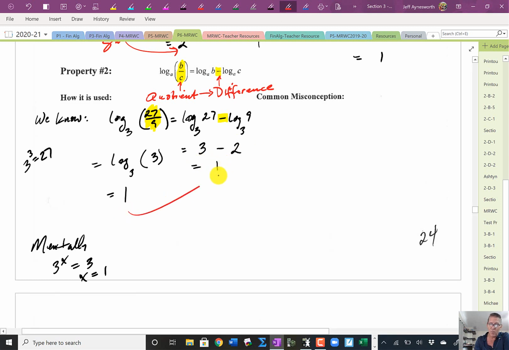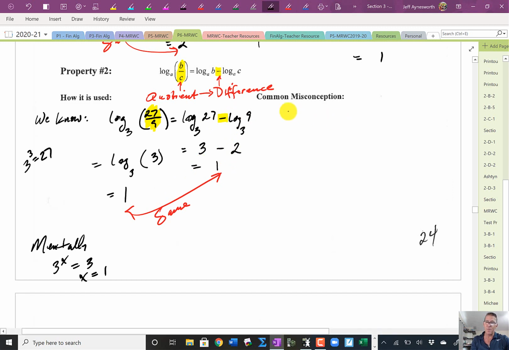And notice that no matter how you do it here, these are the same values. Initially, I just divided 27 by 9 and got 3, and evaluated log base 3 of 3 to get 1. Then I did it the second way: I rewrote it using the quotient to difference property, as a difference of 2 logs. When I say difference, I mean a minus sign, right? You need to understand the basic vocabulary of mathematics. Difference means you're subtracting 2 things. And then I evaluated the individual logs and I got the same value.